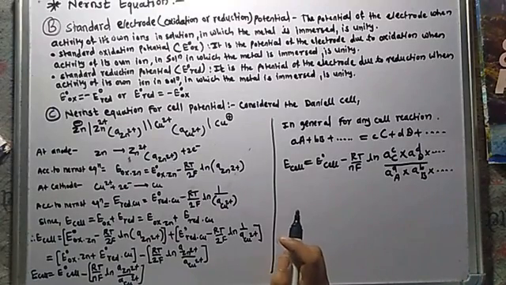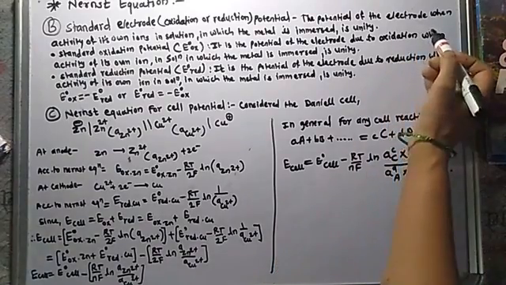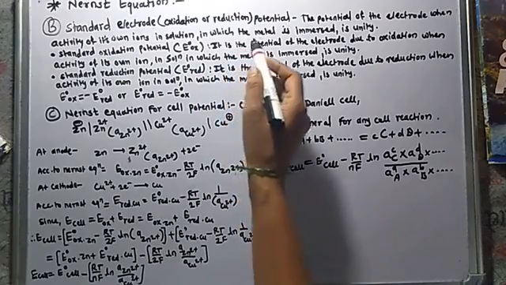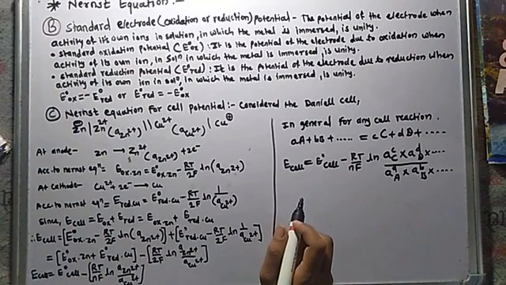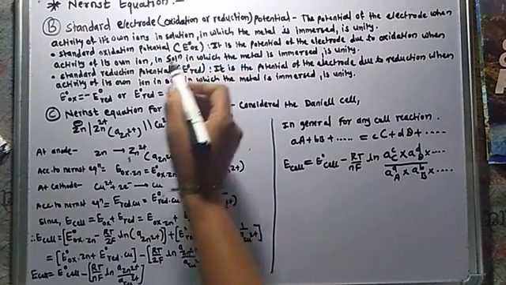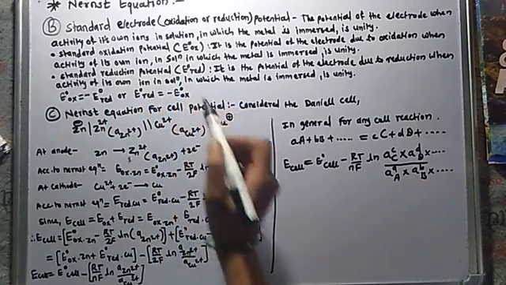Second, we see the standard electrode potential, which is also called the oxidation reduction potential. We already saw the Nernst equation and the standard electrode potential, which is represented as the potential of the electrode when the activity of its own ion in the solution in which the metal is immersed is unity. Also, this standard electrode potential takes two forms. First is the standard oxidation potential, which is represented as E standard oxidation, and second, the standard reduction potential, which is represented as E standard reduction.